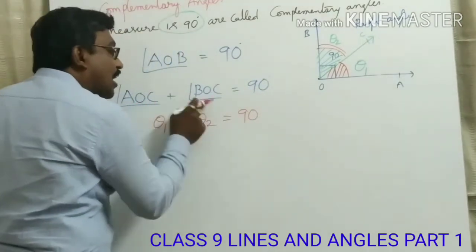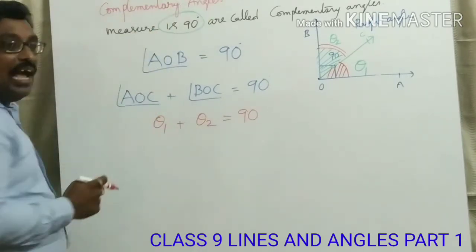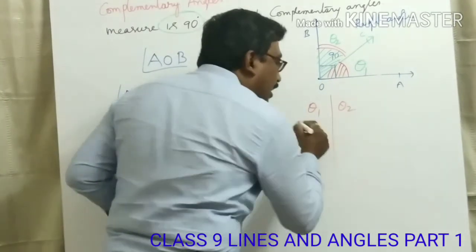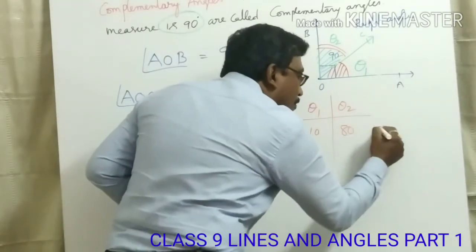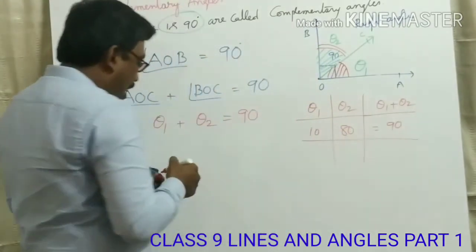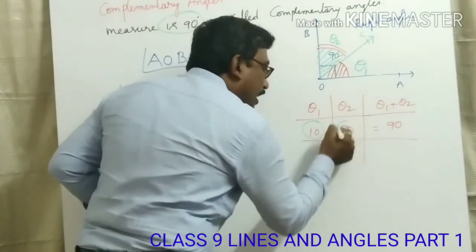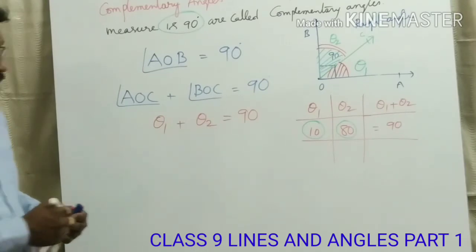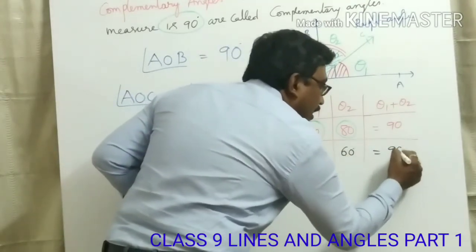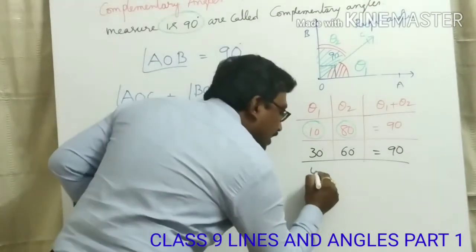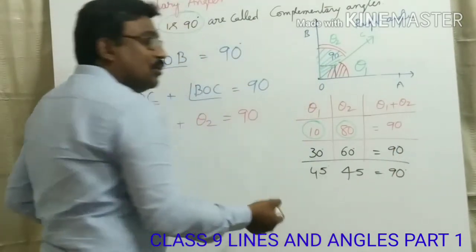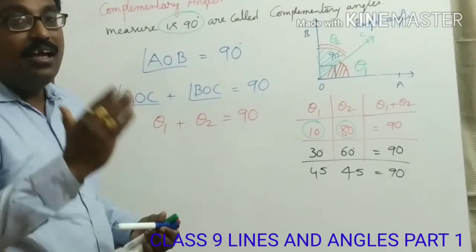So, these two angles are known as complementary angles. Suppose theta 1 is equal to 10 degrees, what is theta 2? 80 degrees, because theta 1 plus theta 2 is 90 degrees. So 10 and 80 together are called complementary angles. Likewise, if it is 30 degrees, then this is 60 degrees. One exceptional case: if it is 45 degrees, then this is also 45 degrees, total 90 degrees. Those two are also complementary angles. Of course, they are equal.